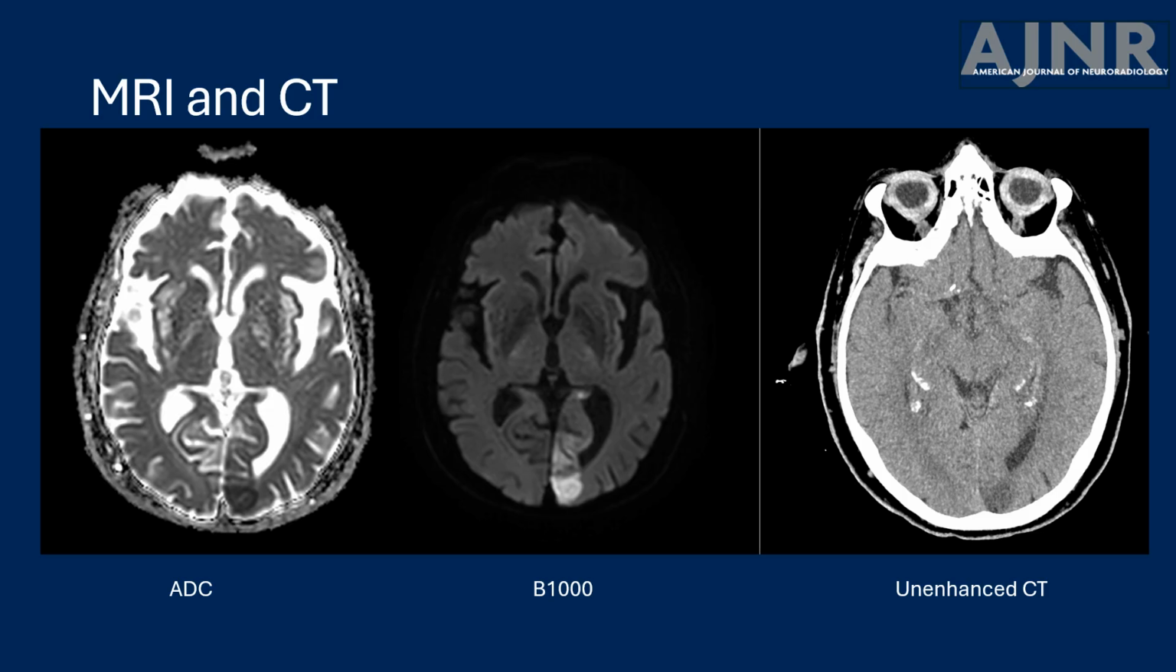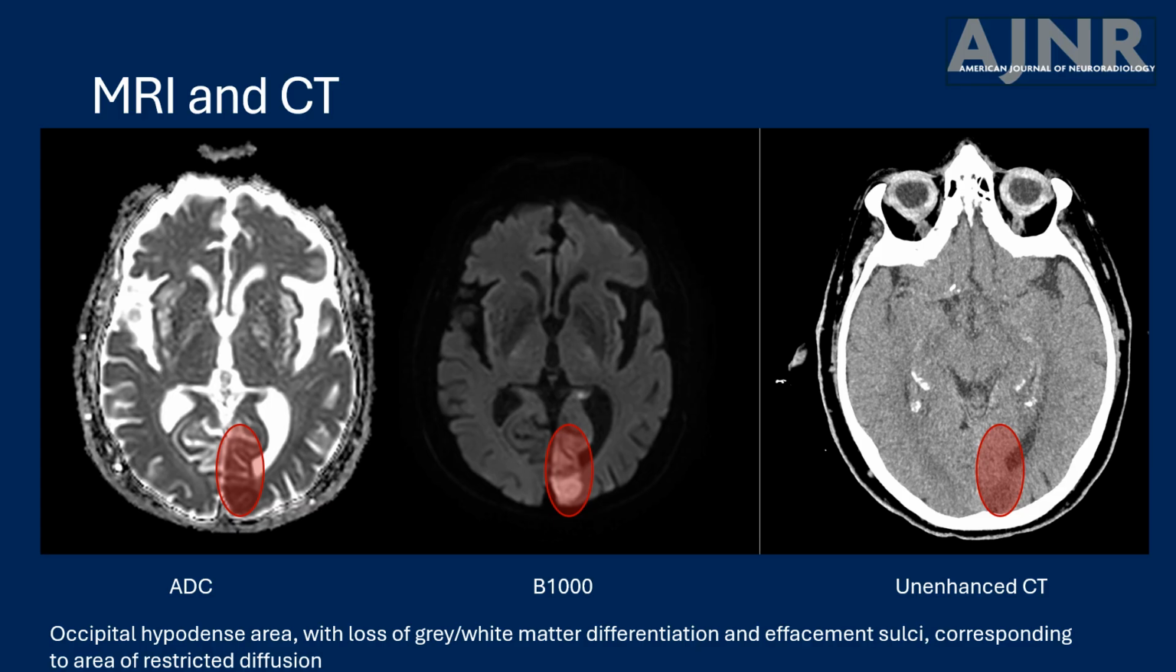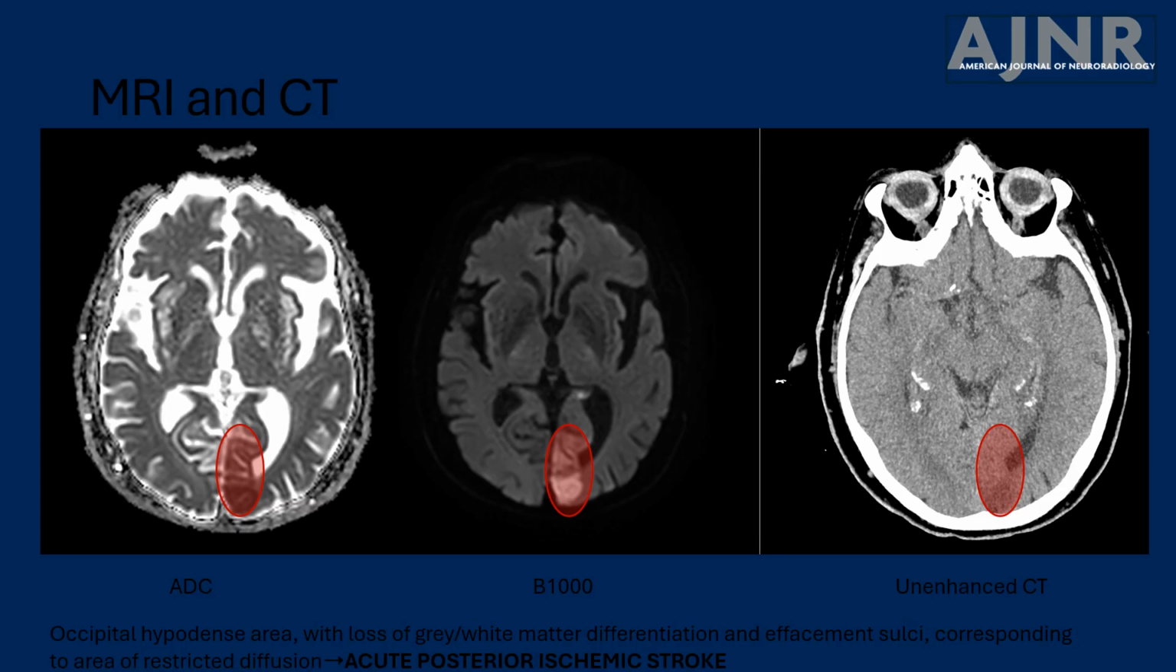Meanwhile, on this slide, we can appreciate the superiority of MRI in comparison to CT, especially the unenhanced CT. Here we can see how everything is more clear. We can notice an occipital hypodense area with loss of gray-white matter differentiation and effacement of the sulci, corresponding to an area of restricted diffusion. Once again, indicating an acute ischemic stroke, in this case of the posterior circulation.